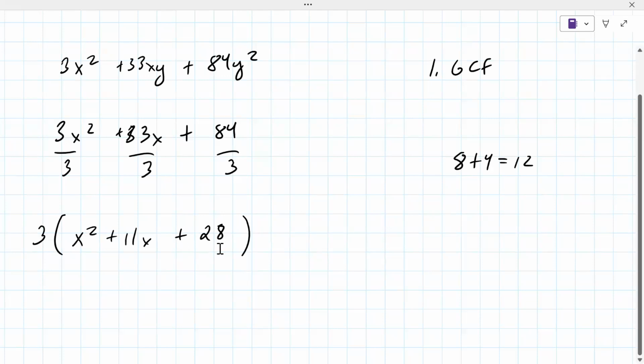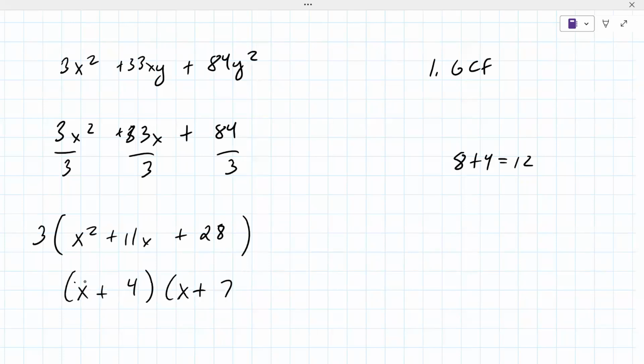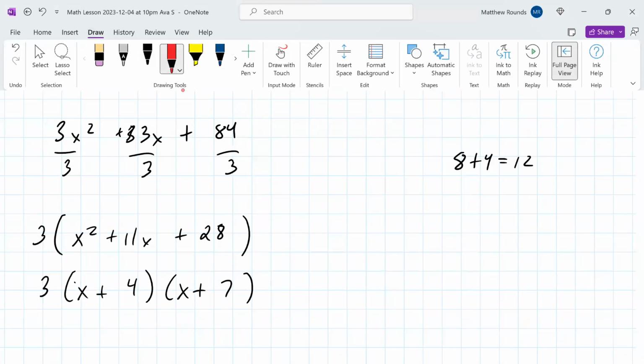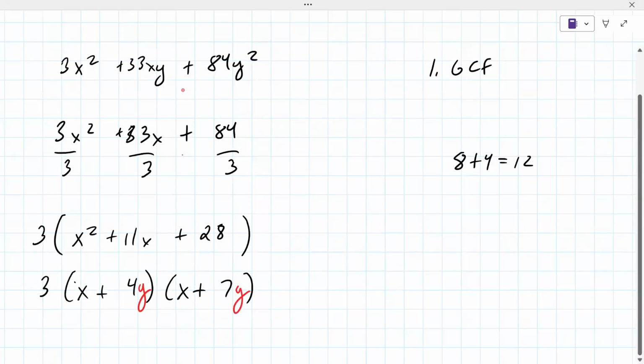Is it where you draw an X and then put 28 and 11 on top and bottom? You can do that. You're looking for two numbers that multiply to 28 but add to 11. 7 times 4? Yes, that becomes x plus 4, x plus 7. Don't forget to bring the 3 down. Now, if you remember, I told you to ignore the y. Well, you have to put it back in. That's the only thing that you might forget, is to put that y back in.